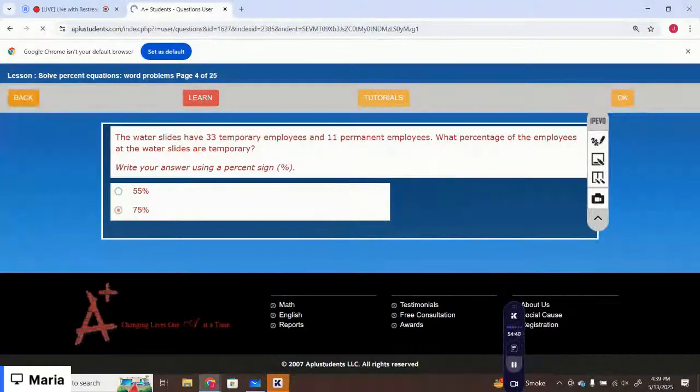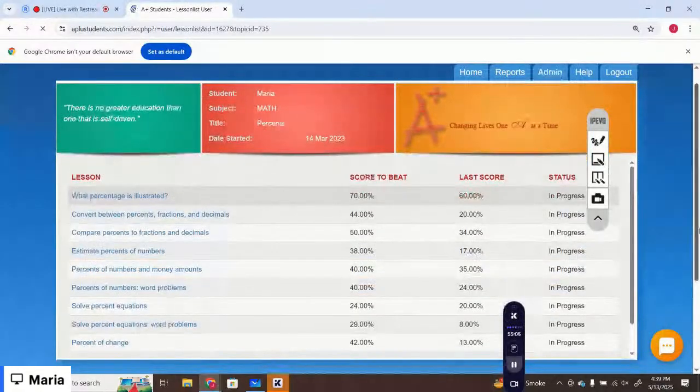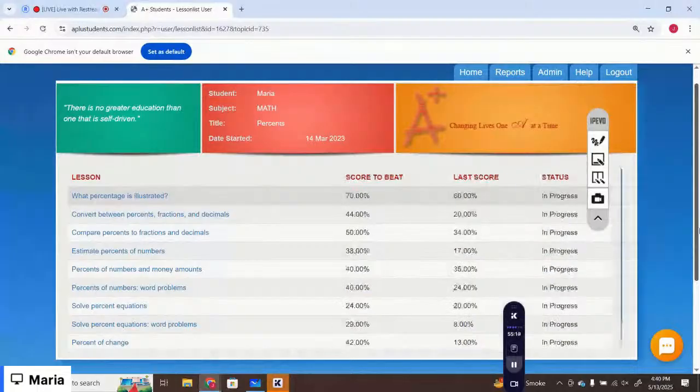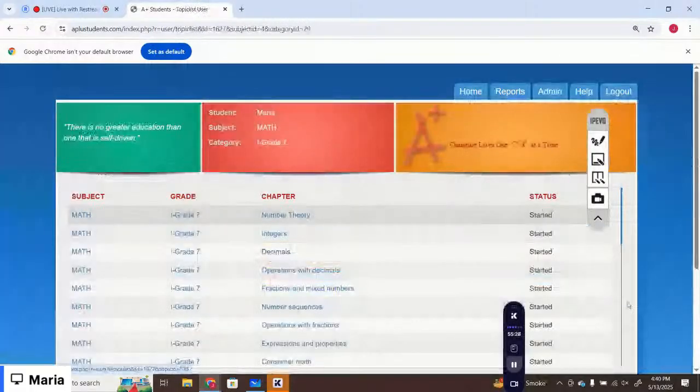Okay, you can complete the lesson by yourself later today. So we were working on grade 7 math. The chapter we were working on is percents. The lessons we were working on are percents of numbers and money amounts, percents of number word problems, and solve percent equations and word problems.